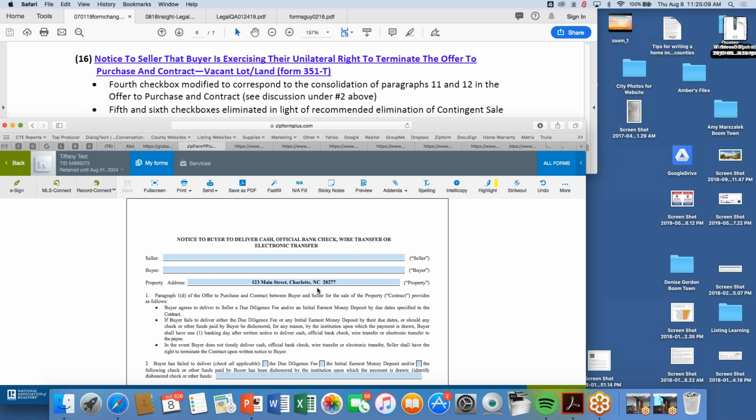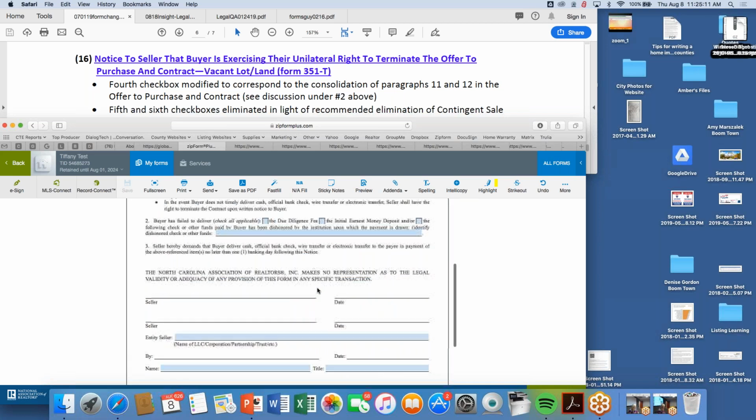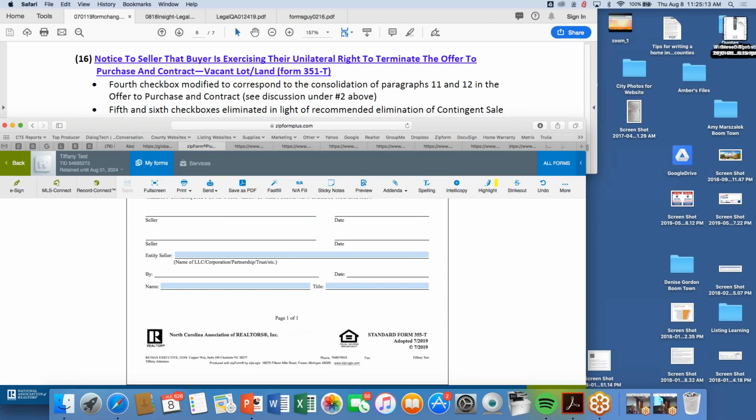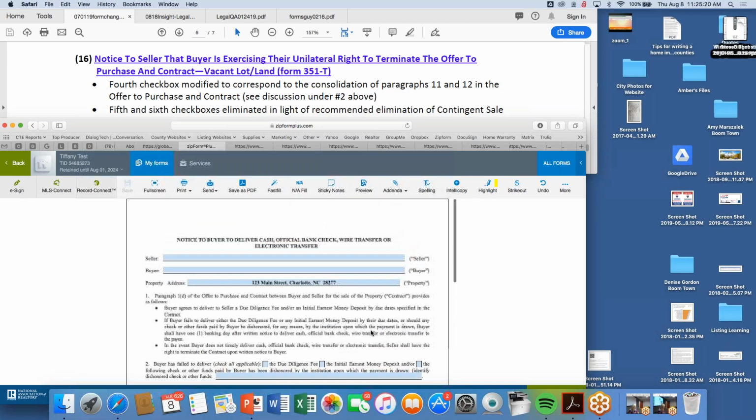Which one is this we're talking about again? Sorry, this is 355T. Thank you. You gotta give them that one extra day. Yes, you do. It's just a clarification here of immediately available funds and what that means. Any questions there?